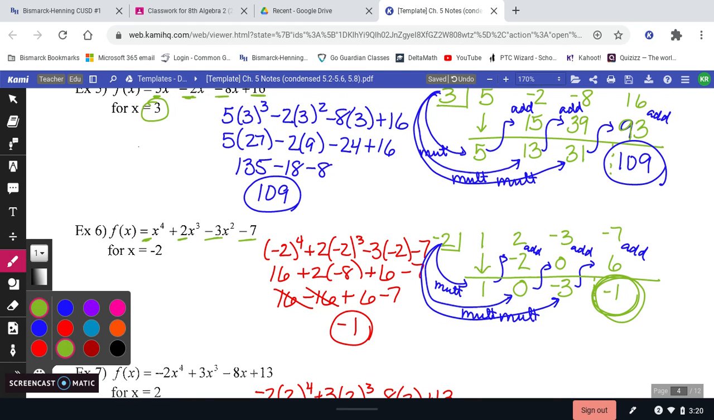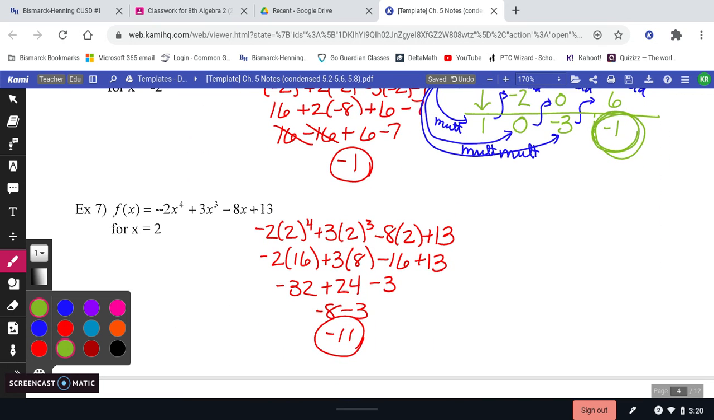Okay, so the arithmetic is easy. It's multiply or bring it down, multiply, add, multiply, add. The last number you get, that's going to be the value. Okay, let's do number 7 here quickly. Let's set it up. So coefficients again. Now look, this is a 4th power. So I'm going to have my little box that I'm going to put my 2 in.